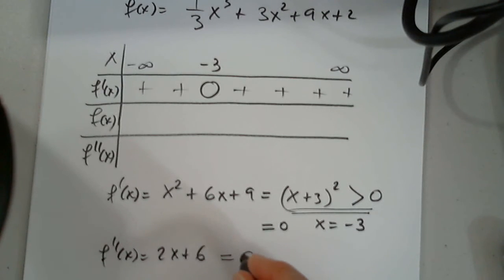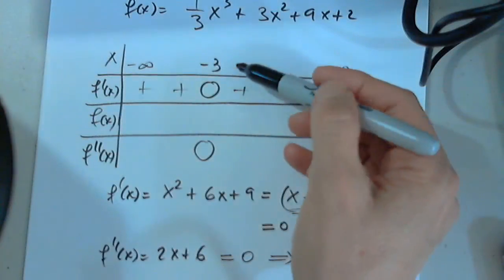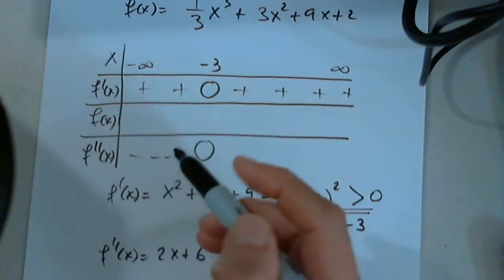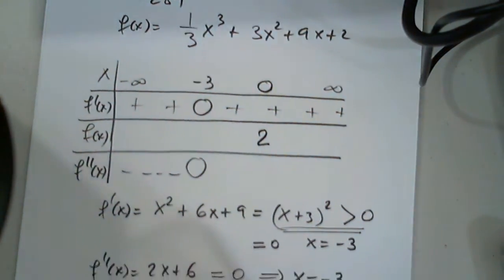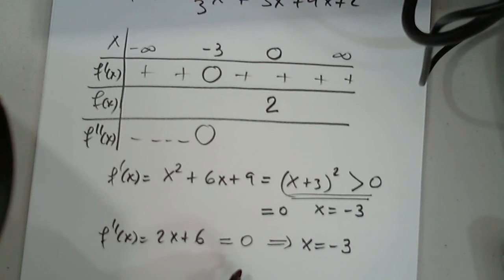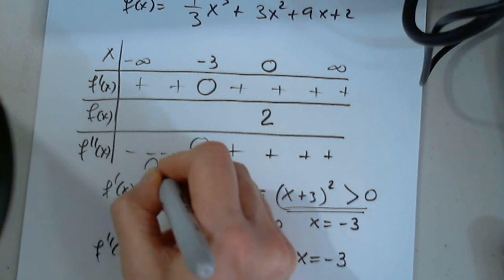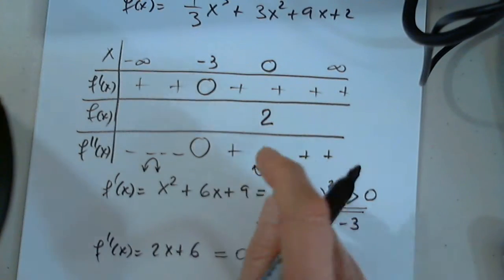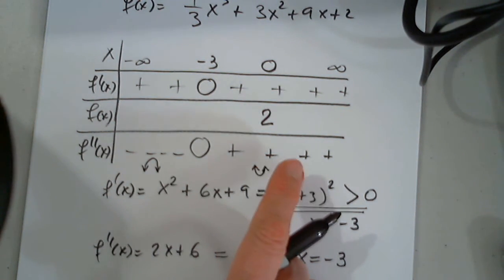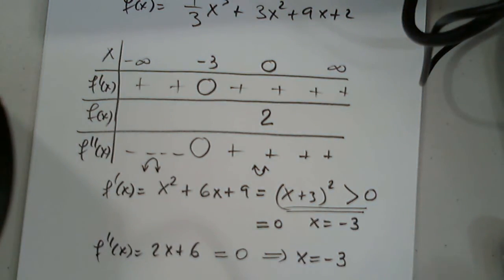And when I set that equal to 0, of course, I get x equals -3. But when I study the sign of this, and I plug in -5, this will be negative. When I plug in 0, because 0 has to be in the table at all times, in all tables, then when I plug in 0, it will be positive. I immediately know that the function opens downward when the second derivative is negative, and opens upward when the second derivative is positive.